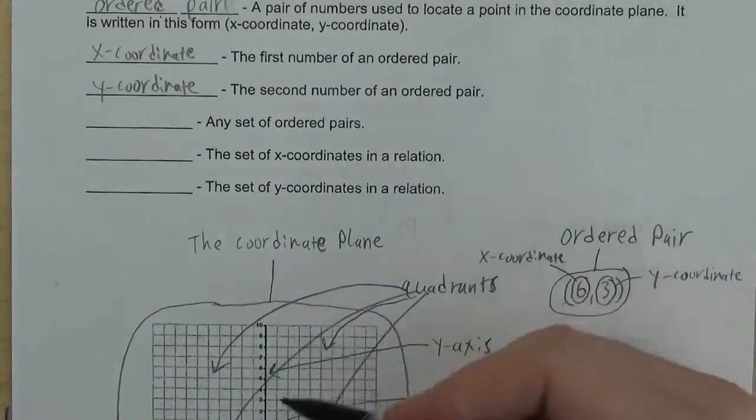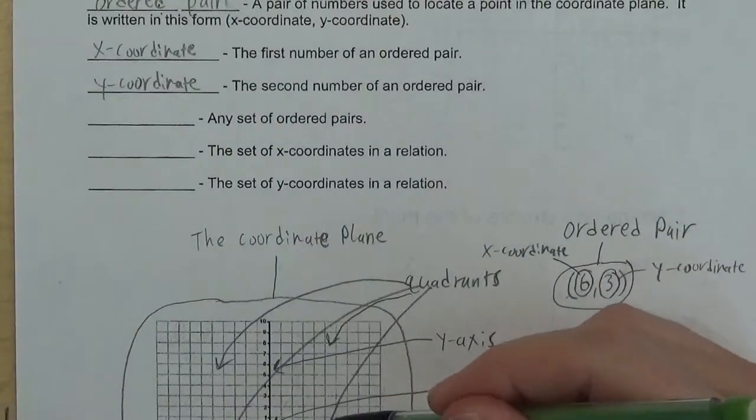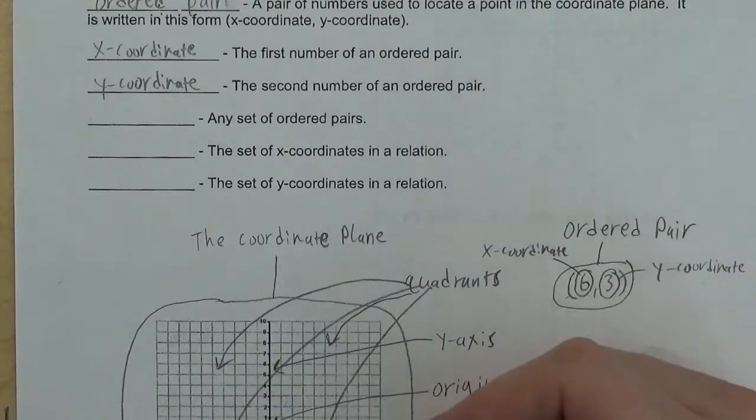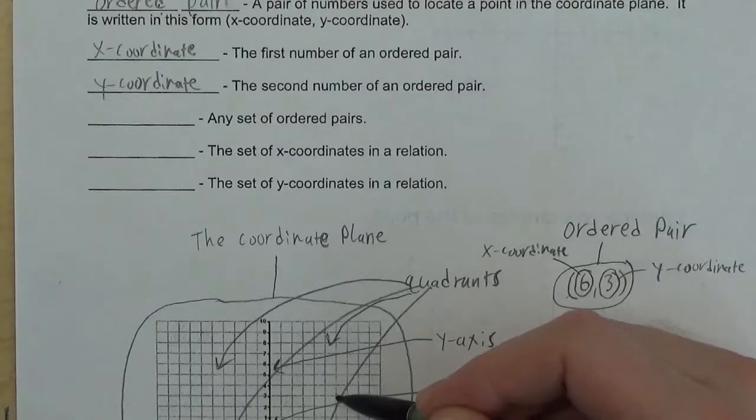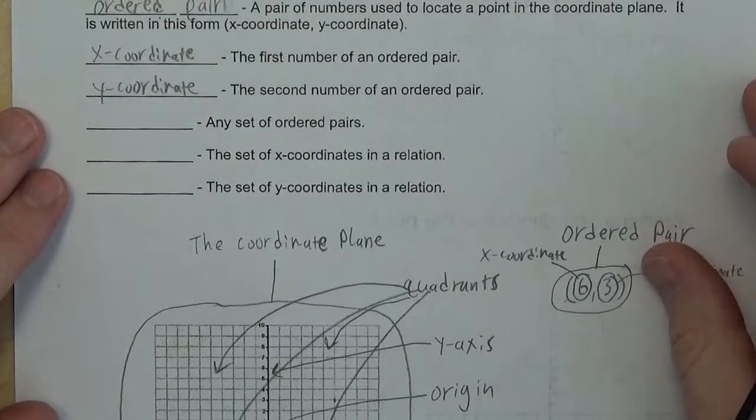And the y-coordinate is going to tell us where we go, up or down. So when we plotted 6, 3 here a second ago, we went to the right 6, because that was the x-coordinate. And then the positive 3 tells us how much we go up or down. In this case, because it's positive, we go up 3 right there, and that would locate that point right there on the coordinate plane. Any set of ordered pairs.